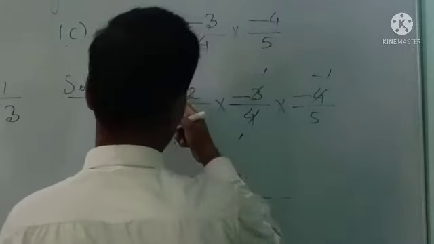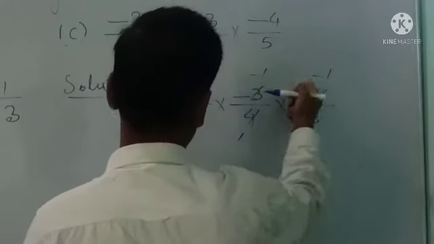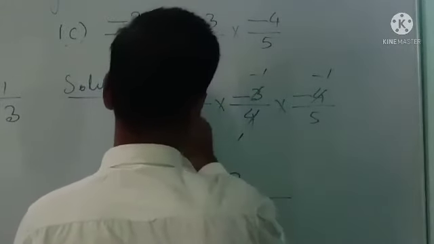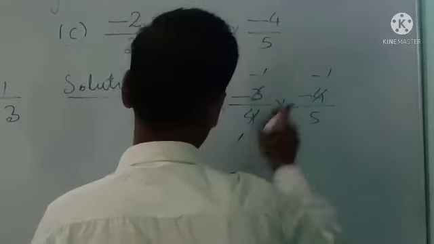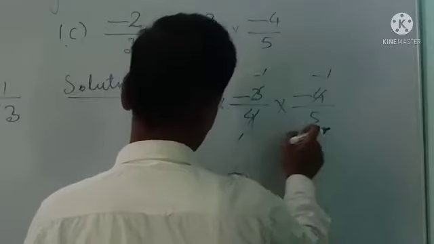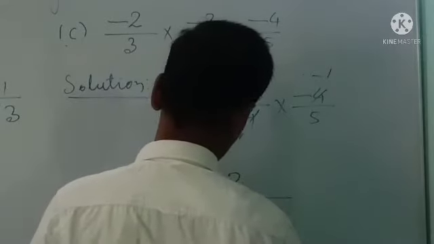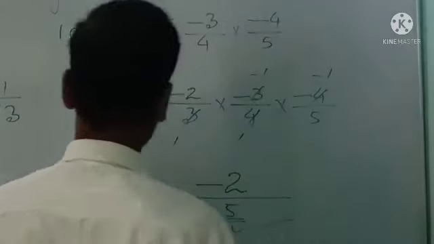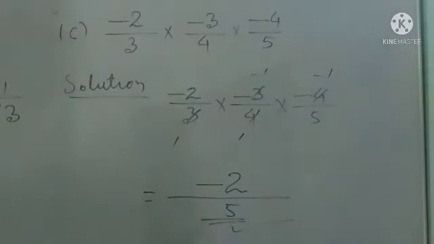Now how many minuses? 3 minuses, an odd number, so the result will be minus. Minus, minus, plus; plus, minus, minus. And down here you see 1 into 5 equals 5. So minus 2 by 5. This is the solution of question number 3, sub question C.